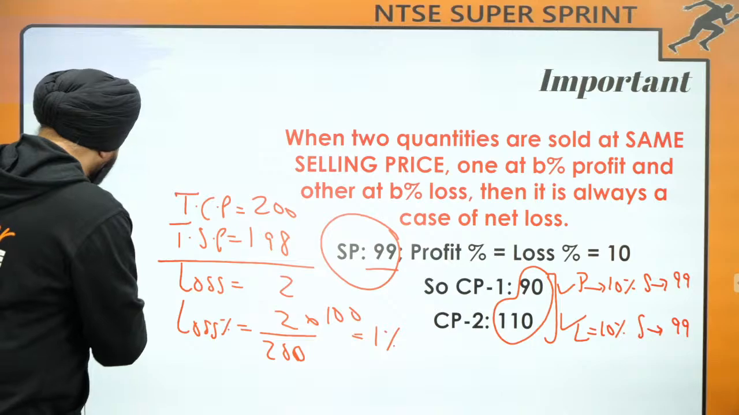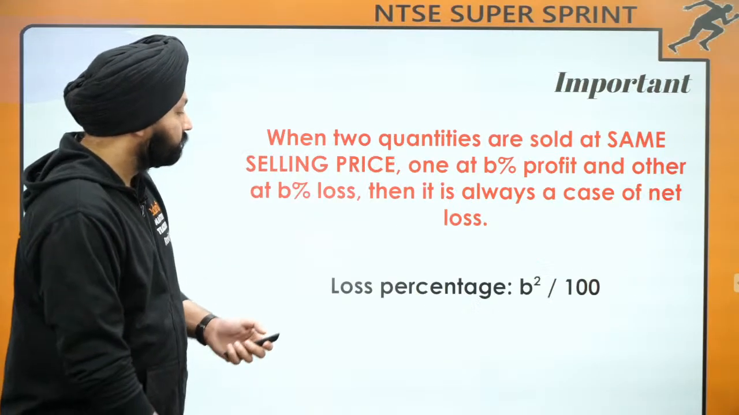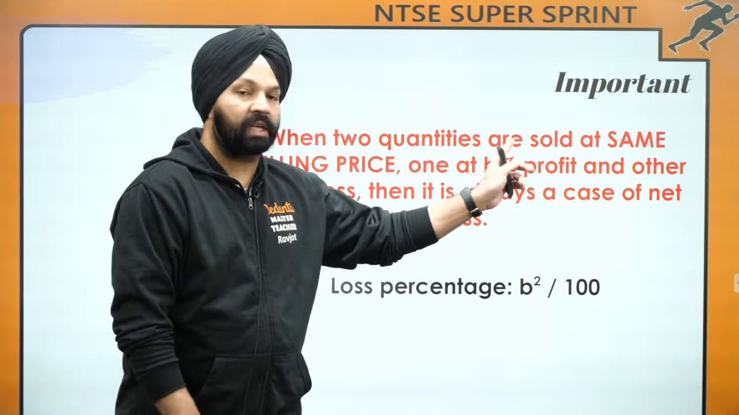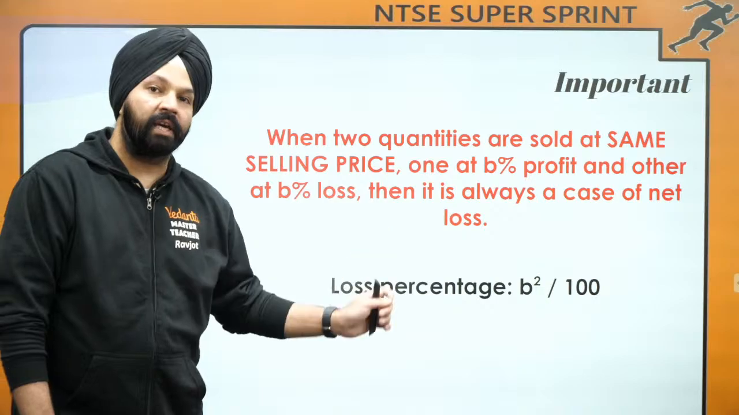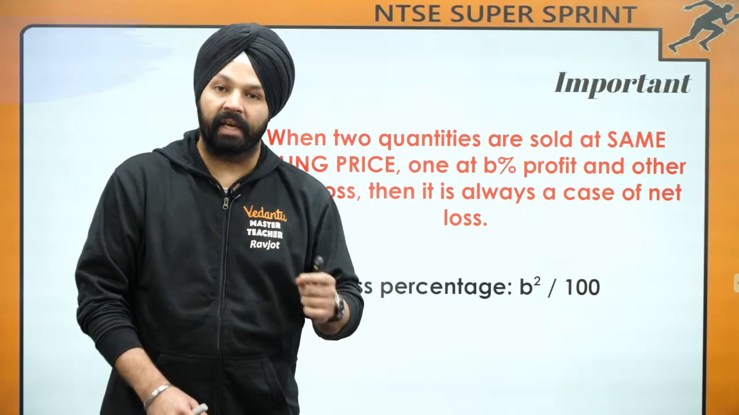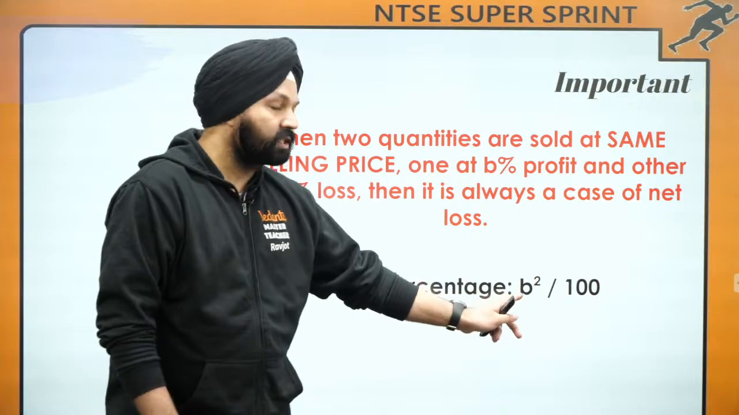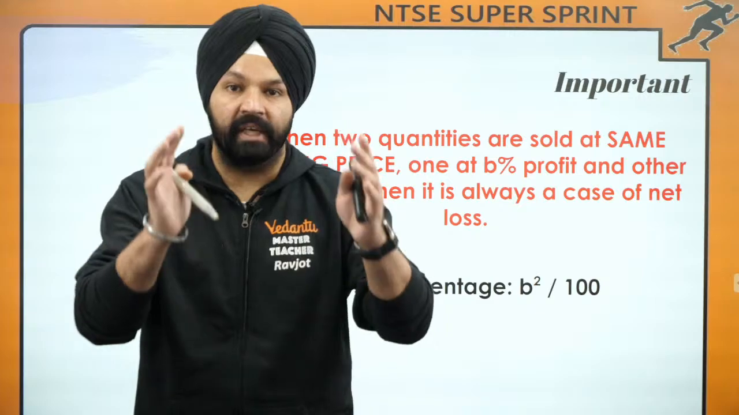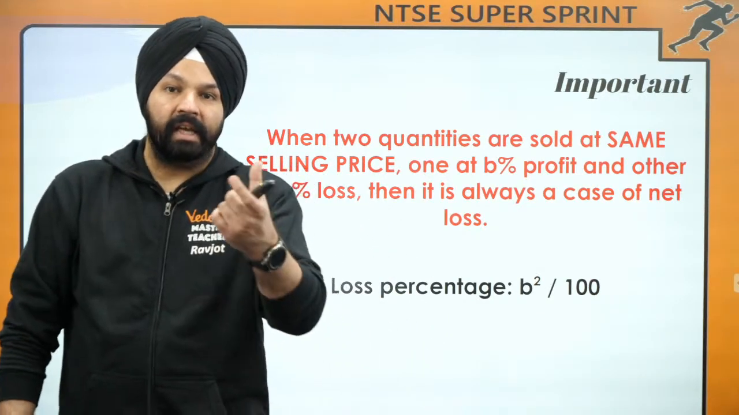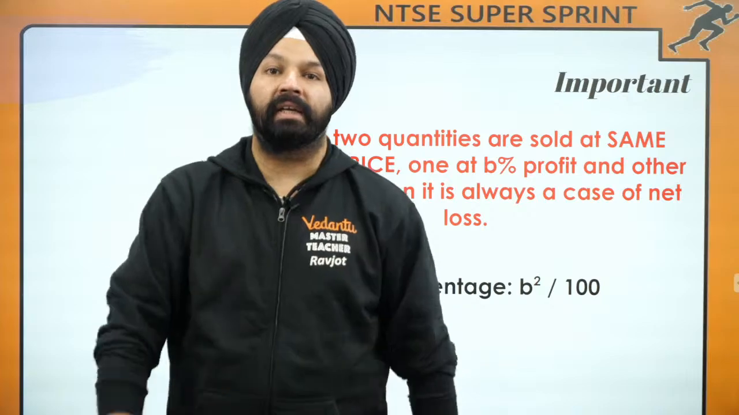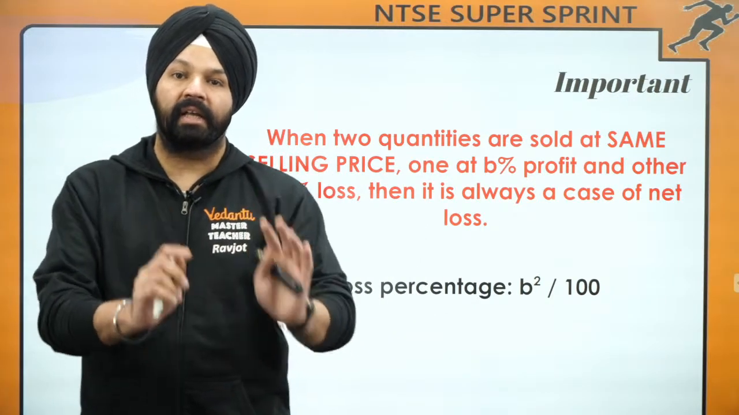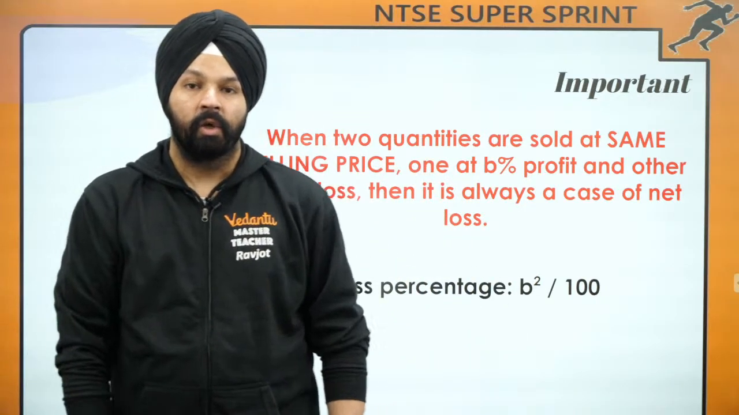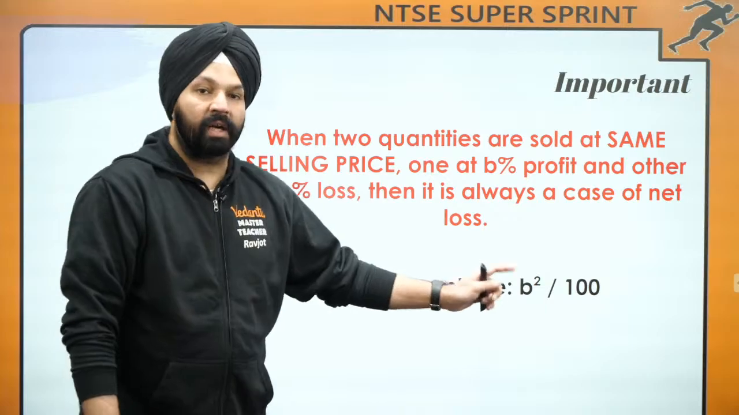Have a look. So what is the formula? Now if you are selling two quantities on same selling price and they have B% profit and B% loss, it's a case of loss, and that loss percentage is directly B square by 100. That means selling price कितना है ये मैटर नहीं करता, कॉस्ट प्राइस कितना है ये भी मैटर नहीं करता, बट सेलिंग प्राइस दोनों आइटम्स के सेम होने चाहिए. तो ये डायरेक्टली फॉर्मूला लगा सकते हैं which says that is B square by 100.